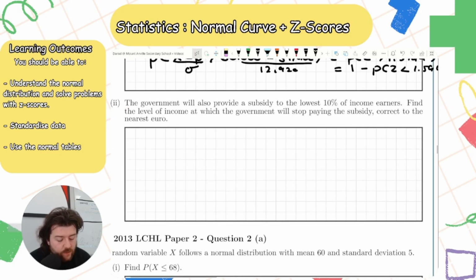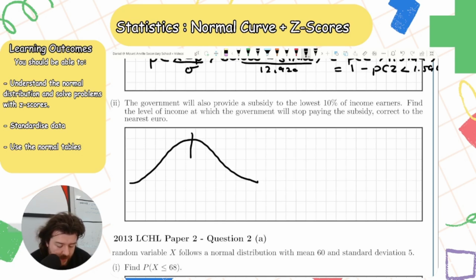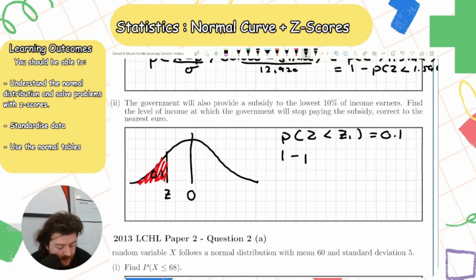Find this one here. The government will also provide a subsidy to the lowest 10% of income earners. Find the level of income at which the government will stop paying the subsidy. So they'll be paying for people who are in the bottom 10%. This area here is equal to 0.1. The probability that z is less than something is equal to 0.1, but this will be negative, so I need to do 1 minus the probability that z is less than the positive version, equal to 0.1.